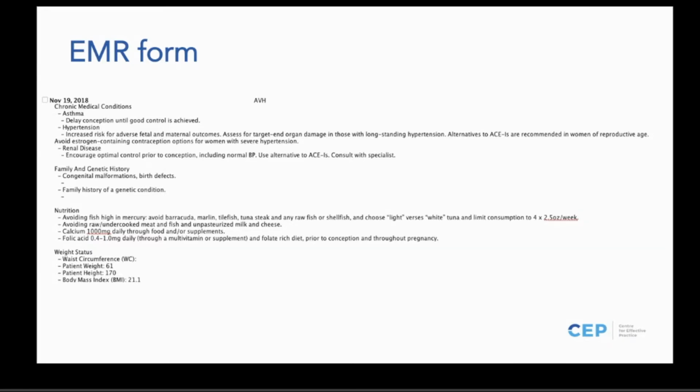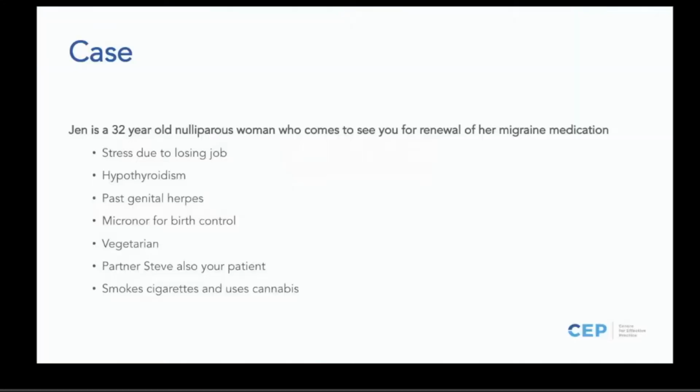So now we're just going to go through a case. This is just a case that could be in your practice, and we'll discuss briefly the case and some examples of preconception issues that could be discussed. So Jen is a 32-year-old nulliparous woman who comes to see you for renewal of her migraine medication. She has been having more frequent migraines, which she attributes to stress. Her common-law partner of 6 years recently lost his job and has been feeling quite depressed about this. This has also caused them to have some disagreement about their finances.